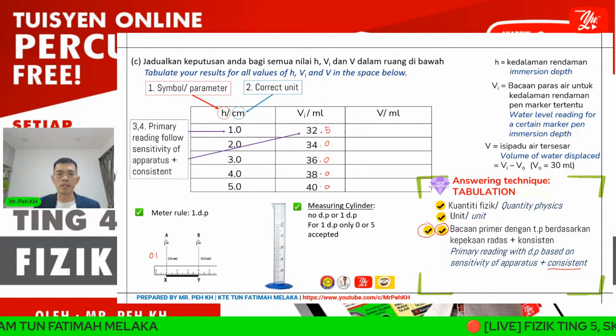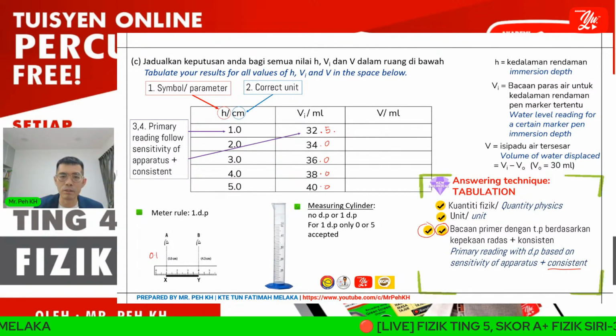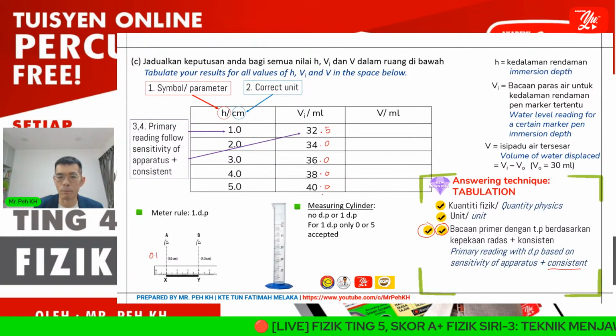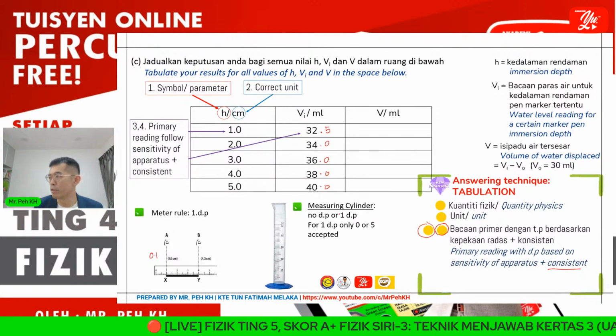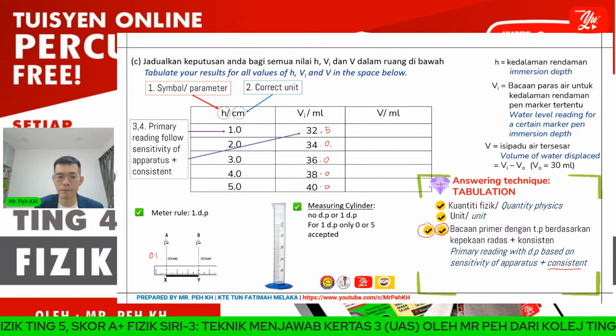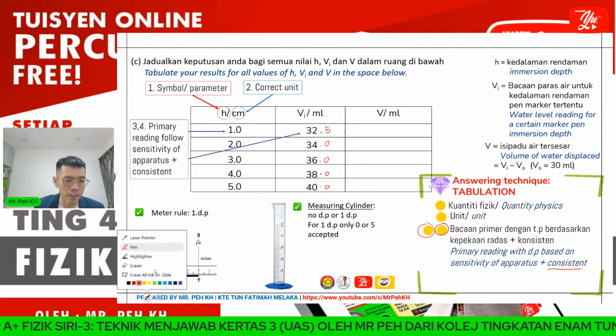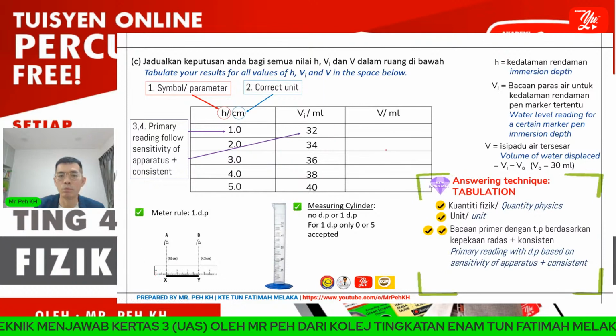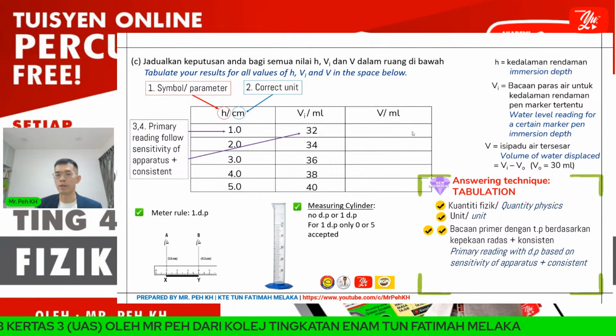Understand? So if you choose 1 decimal place, there will only be 5 or 0 for the measuring cylinder. It is impossible to get other values besides 0 or 5 for the decimal. Or you can straight away select 1 decimal place. Alright, no need for a headache.